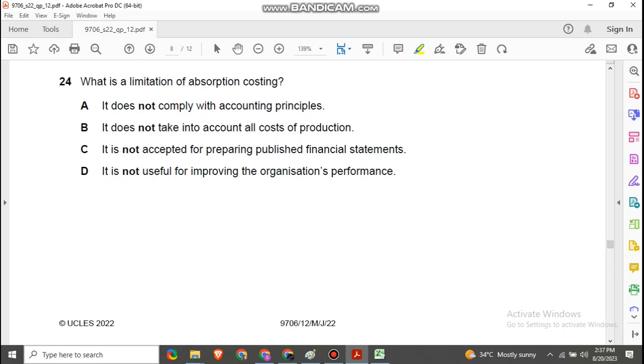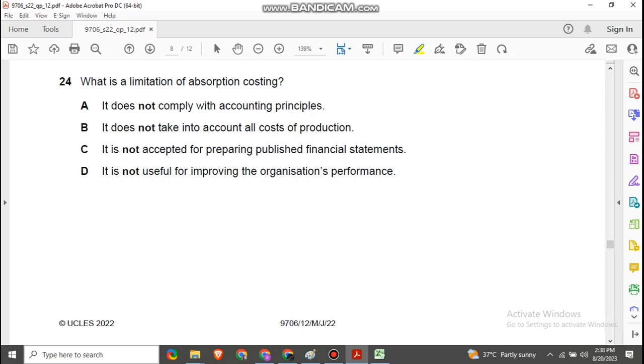It does not take into account all the cost of production. Again, it does take into consideration all the cost of production. That's why it is called the total costing method. We include both direct cost and indirect cost here. Then option C says it is not accepted for preparing published financial statements. No, absorption costing can be used to prepare and publish accounts.